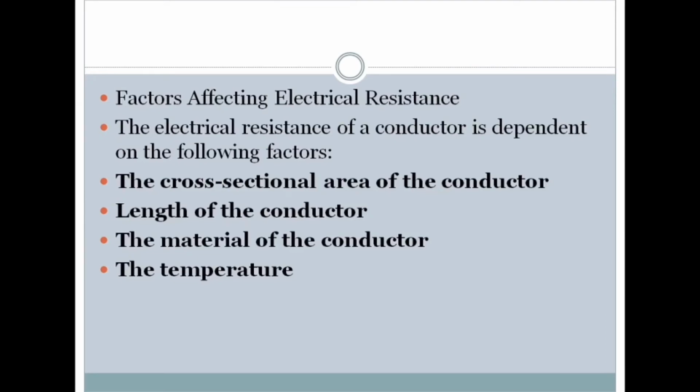The fourth one is temperature. With the increase in temperature, the random motion of the electrons increases. At the same time, the positive ions also start vibrating, due to which the number of collisions of electrons with the fixed positive ions increases. Hence, the resistance of a conductor increases.